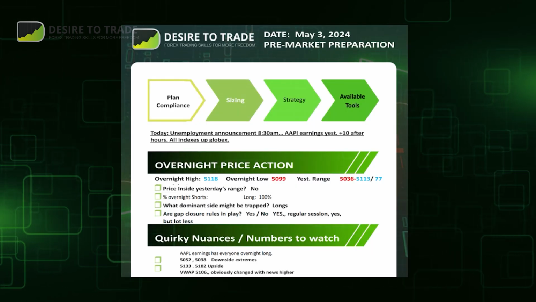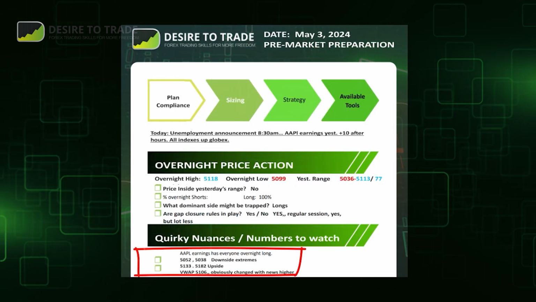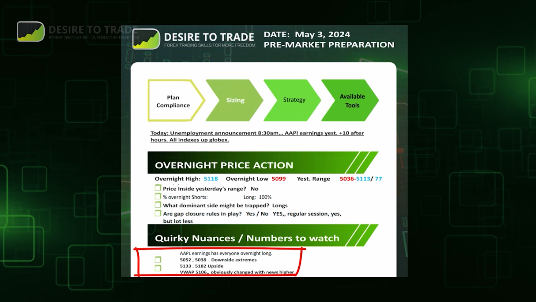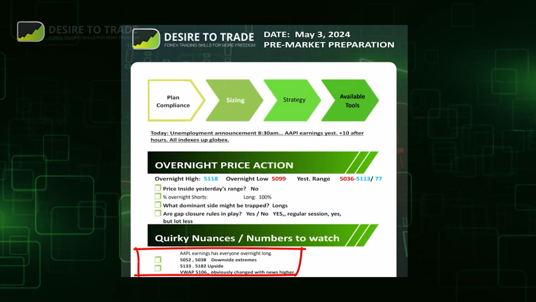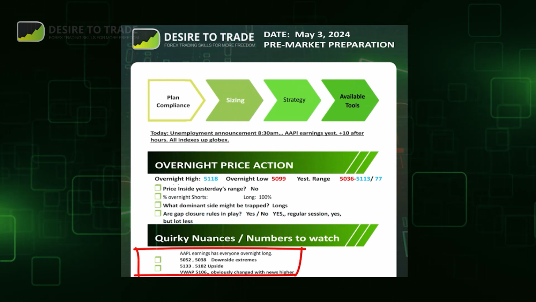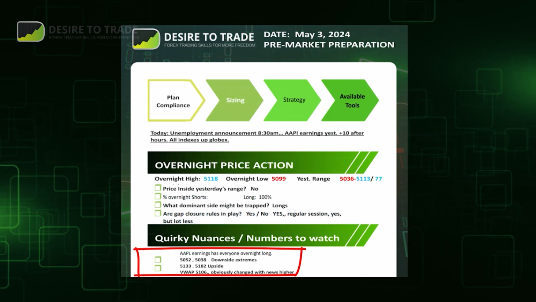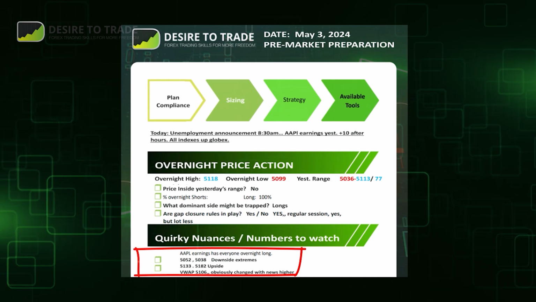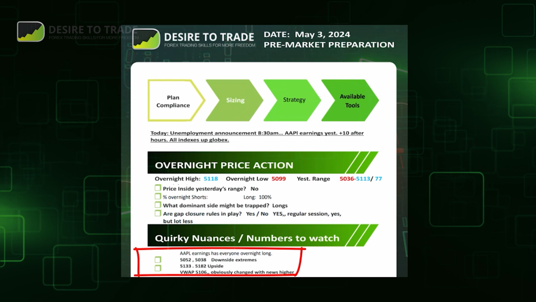So we had Apple earnings, has everyone overnight long, 50.52, 50.38. There was my downside extreme. That was my baby. That was my number. Not gonna happen yet. You never know. Boy, if it could pull back all the way to there, that would be the short of the year.